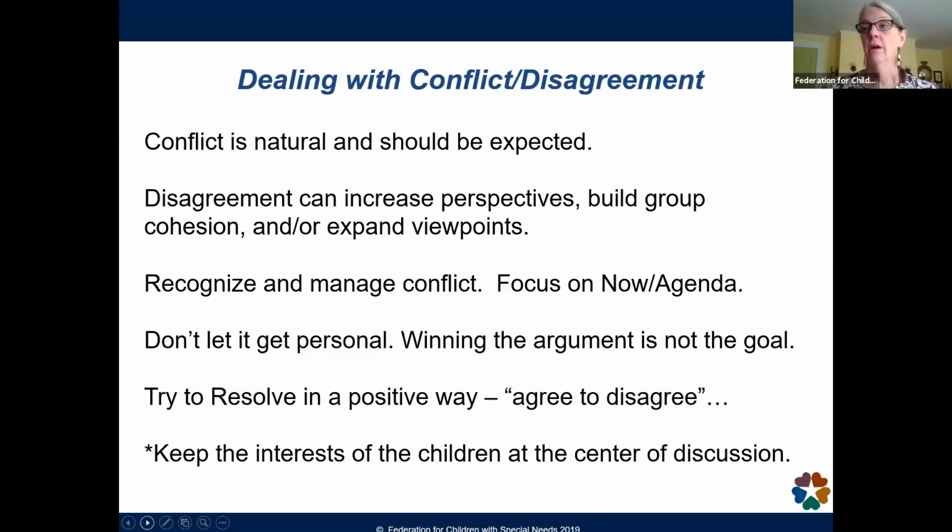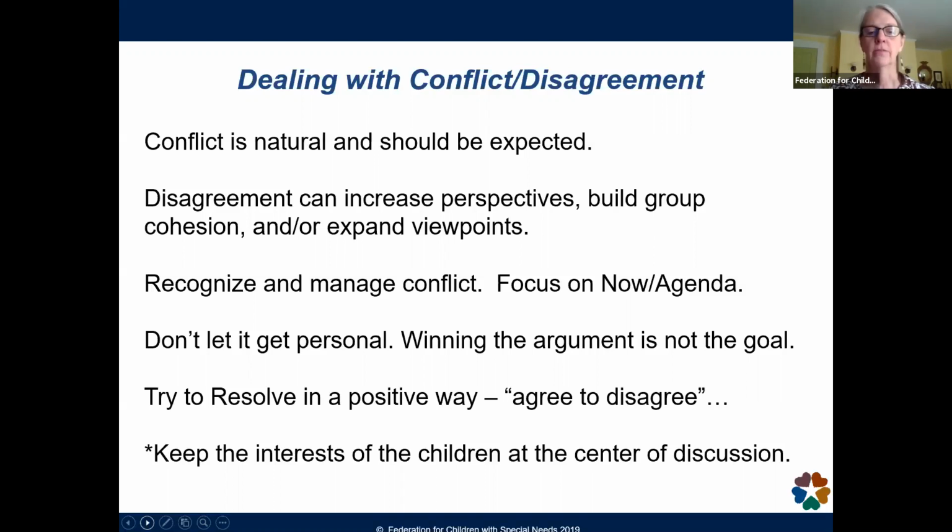Because we know there might be conflict. It's natural. People disagree on lots of different things. It should be expected. And how is the SEPAC going to deal with that conflict within their meeting? Looking at it in a positive tone, how it increases perspective, builds group cohesion as you're moving along, trying to build a consensus. You're expanding your viewpoint and the viewpoint of those attending the meeting. So there could be lots of positive outcomes to conflict and disagreement within a meeting.